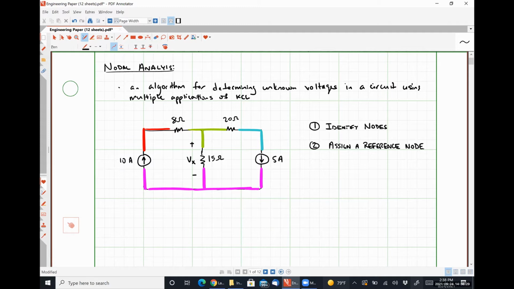So in this case, our top left node is connected to 2 elements. Our top right node is connected to 2 elements. Our top middle node is connected to 3 elements. And our bottom node is connected to 3 elements. So I personally would either choose the top middle node or the bottom node. Which one do you guys want to work with? Bottom, okay. So I am going to denote that I have chosen this one as my reference node by connecting it to ground, right? So this ground symbol here means that the voltage at this node is equal to 0 volts.